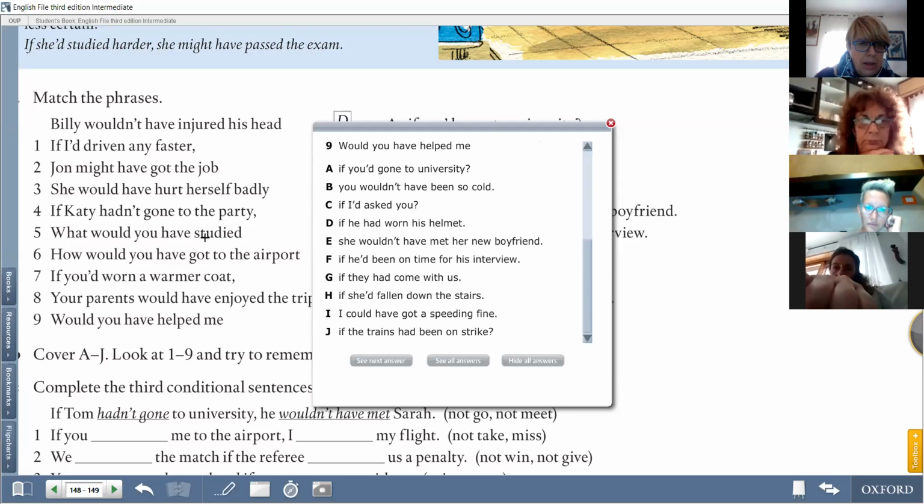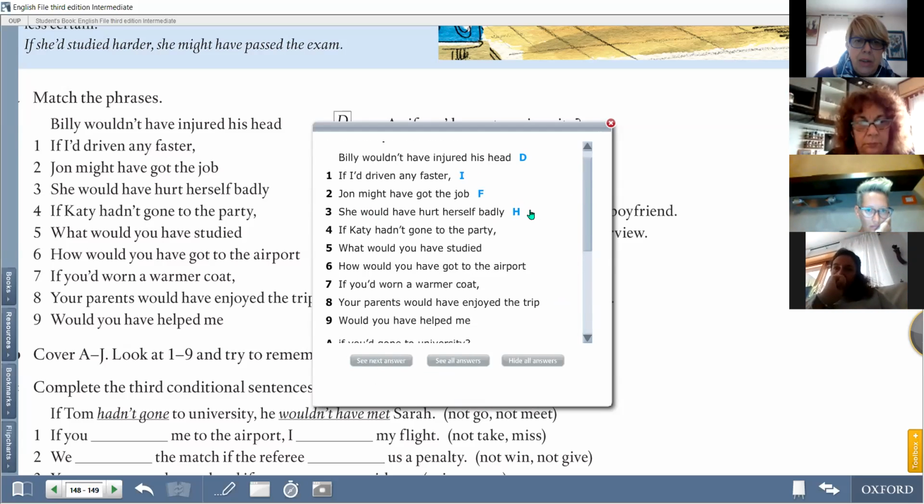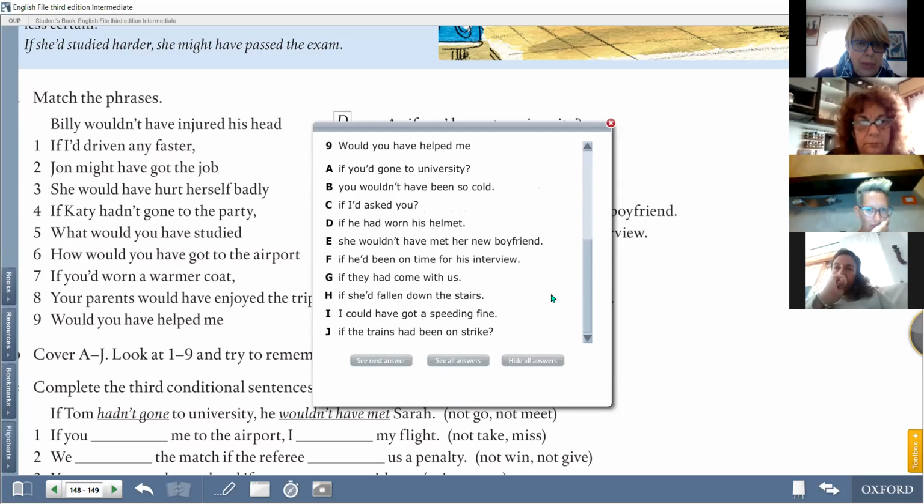She would have hurt herself badly. If she'd fallen down the stairs. Okay, she would have hurt herself badly. H. If she'd fallen down the stairs. Good, perfect. Okay, H. Yeah.